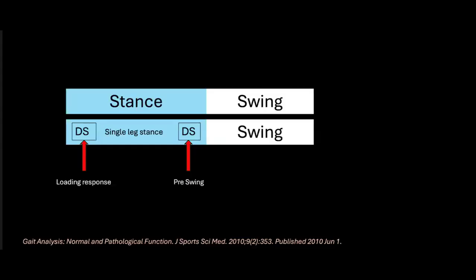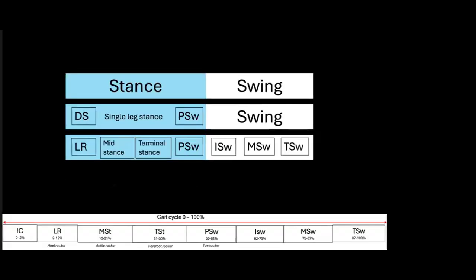So initially we started with stance and swing, and then we divided stance into subgroups. The initial double support period is also called the loading response, and the terminal double support period is the pre-swing, as it precedes the swing phase of the gait cycle. Then again, the single leg stance is divided into two periods called the mid stance and the terminal stance. Mid stance is when weight acceptance proceeds and the body reaches over the stance phase limb, and the body weight crosses the midline in the sagittal plane.